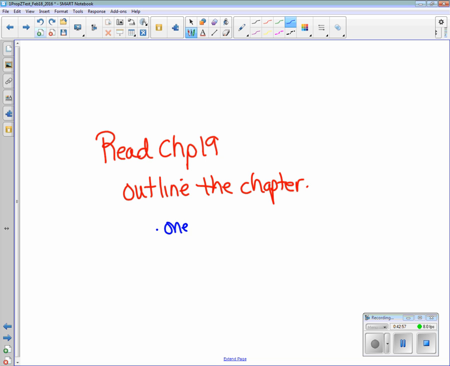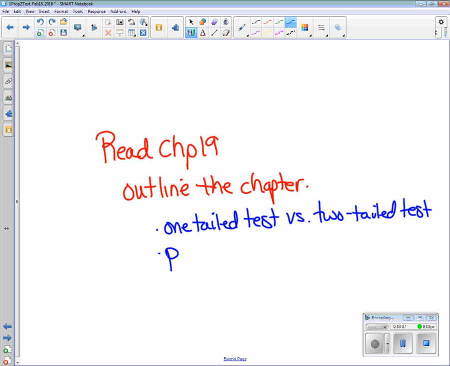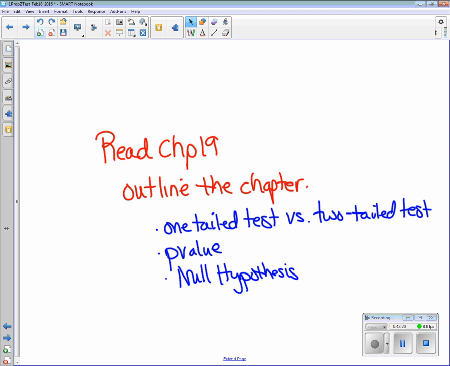What is a one-tailed test versus a two-tailed test? What's a p-value? What's the null hypothesis? Just some keywords I want you to be thinking about as you're reading through the chapter, okay? You should definitely be able to define those things specifically.